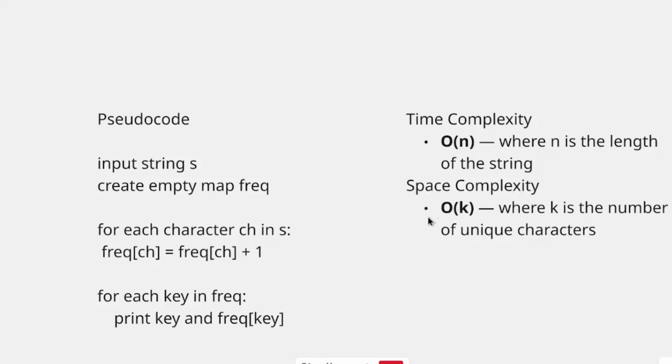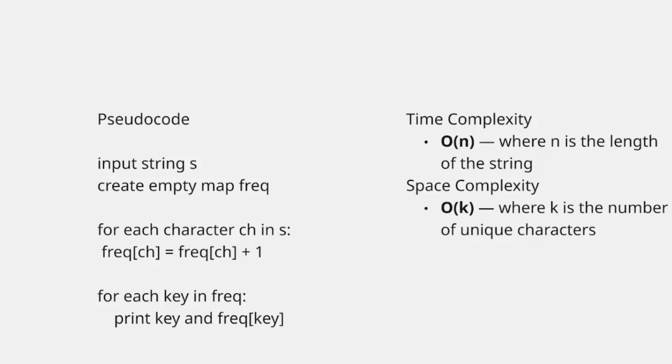Now space complexity, which is big O of k, where k is the number of unique characters. Always think about the time complexity. In placement exams, big O of n solutions are preferred instead of nested loops. A nested loop reduces your score because it takes more than one loop, right? It takes more time. So always use big O of n. This solution works in big O of n time complexity.